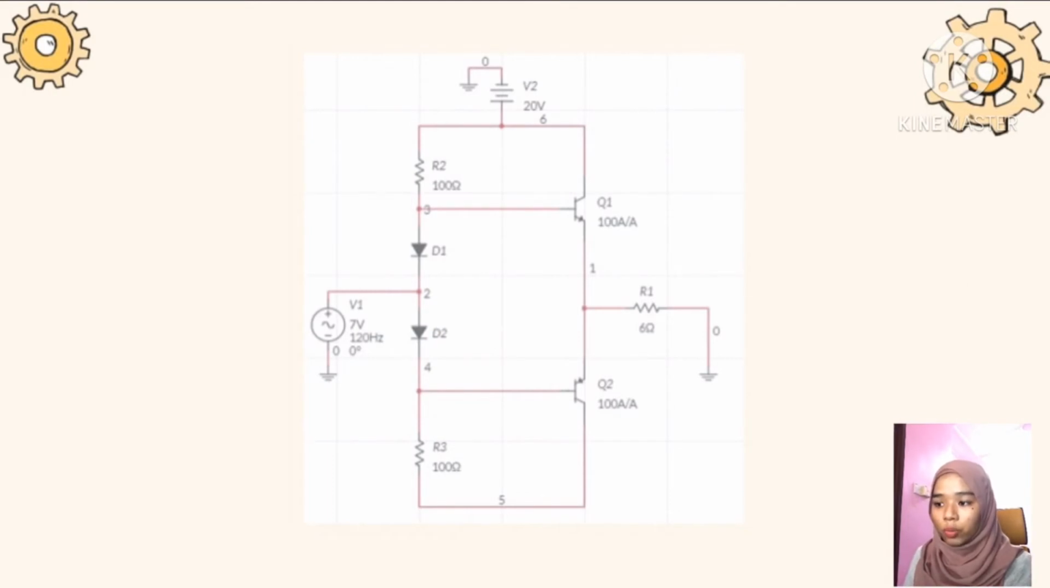To obtain output for the full cycle of the signal, it is necessary to use two transistors, and have each conduct on opposite half cycles. This circuit is also called a push-pull circuit. So let's proceed to the next slide.